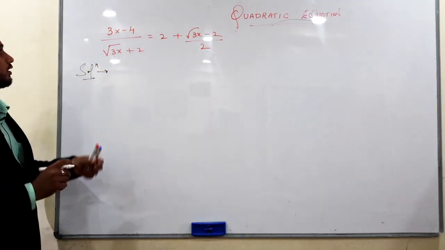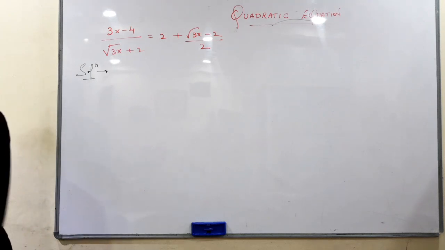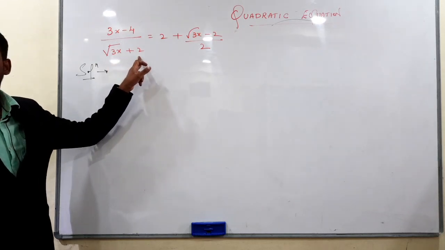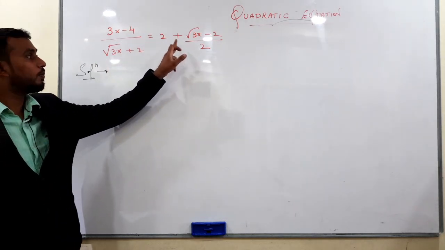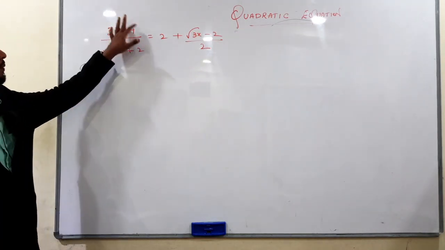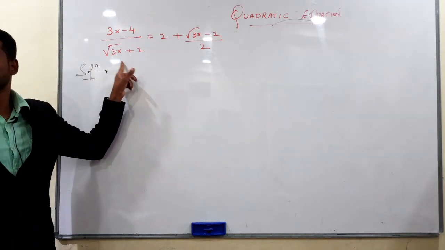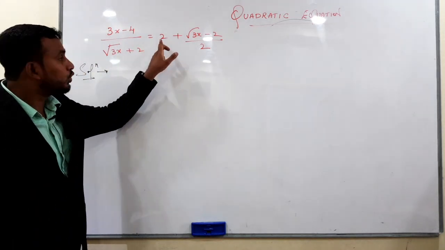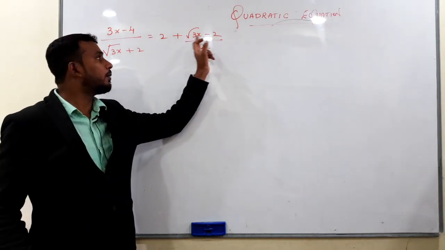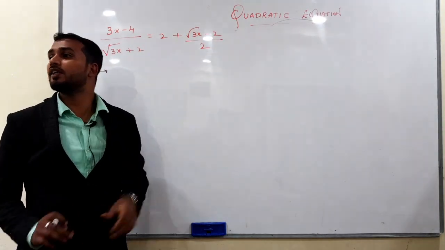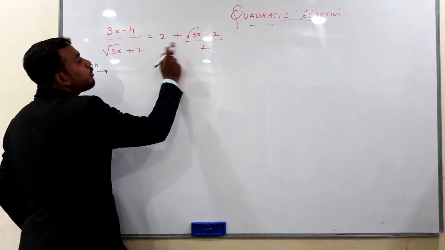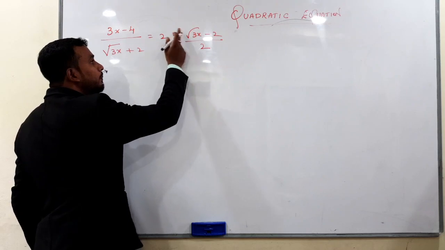Solution. See, children, the concept is very simple, as you can see on the board. (3x minus 4) by root (3x plus 2) is equal to 2 plus (root 3x minus 2) by 2. Here we have the numerator part, here we have the denominator part. Is equal to 2, here nothing is there, means divided by 1. Plus, and here this complete part is numerator and this complete part is denominator. Any doubt? Understood?